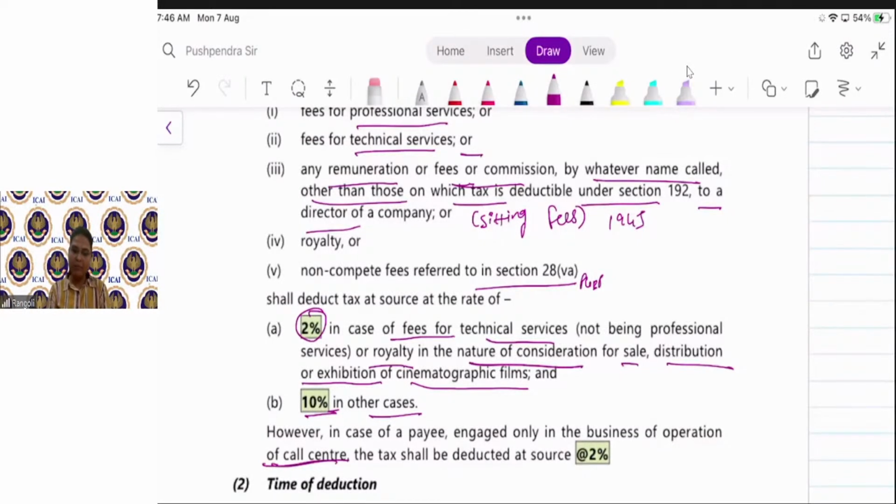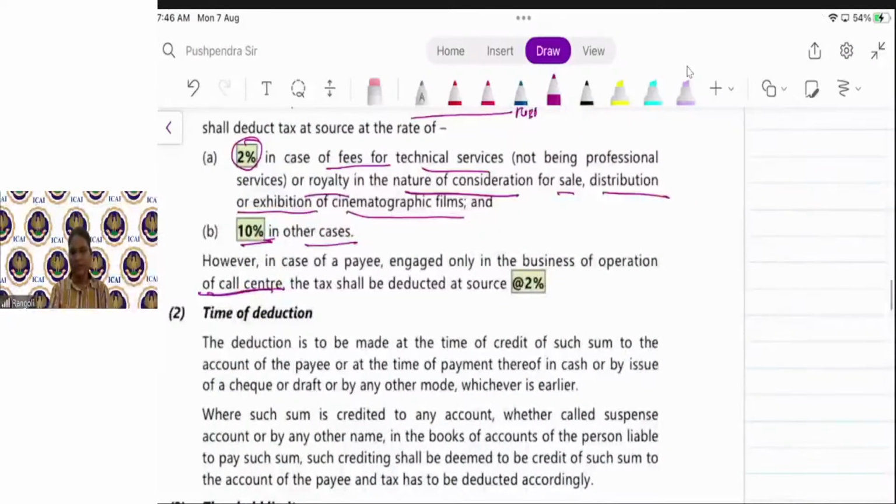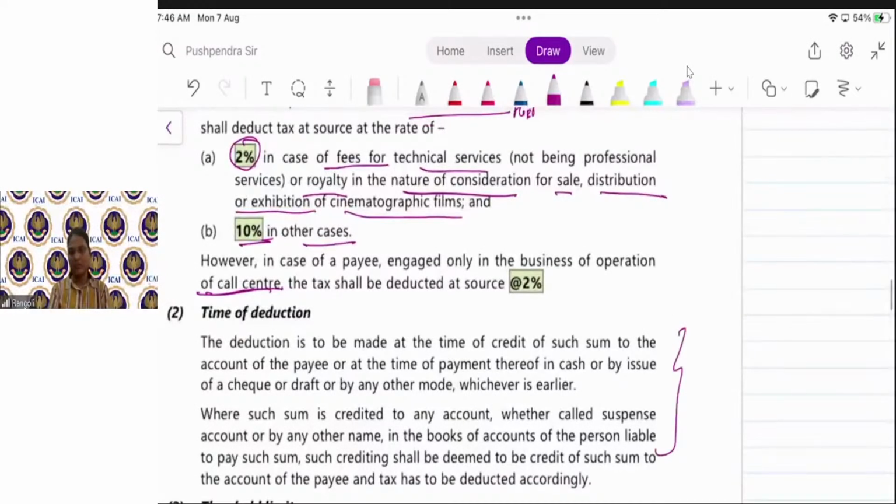The time of deduction of TDS is credit or payment, whichever is earlier. The time of deduction of TDS is payment or credit, whichever is earlier. Is that clear, everyone? Up till now it is clear, yes or no?